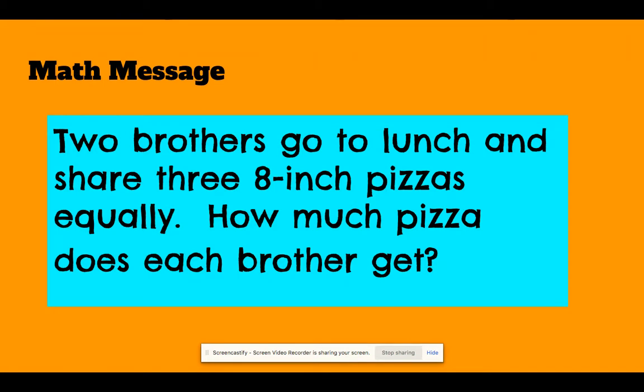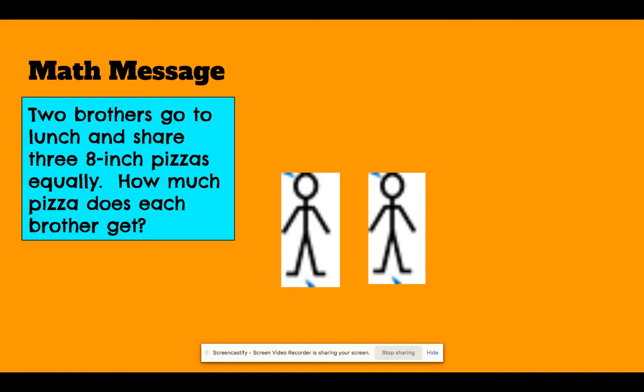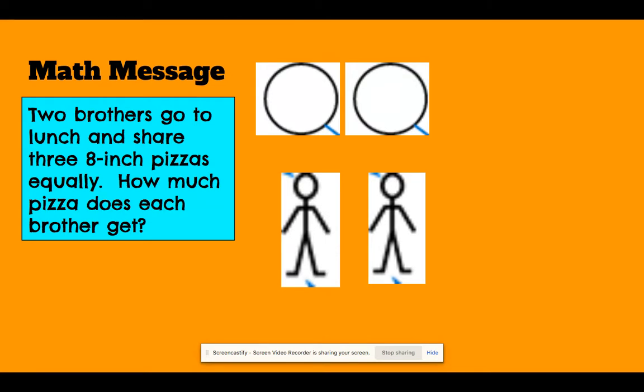Two brothers go to lunch and share three 8-inch pizzas equally. How much pizza does each brother get? Well, let's find out. Again, here is our problem. So I'm going to have one brother here, and I'm going to represent our pizzas by circles. So that's one 8-inch pizza and another 8-inch pizza, and we have a total of three 8-inch pizzas.